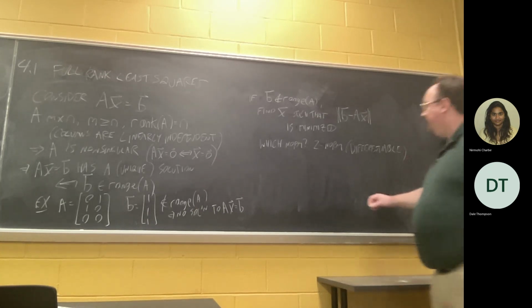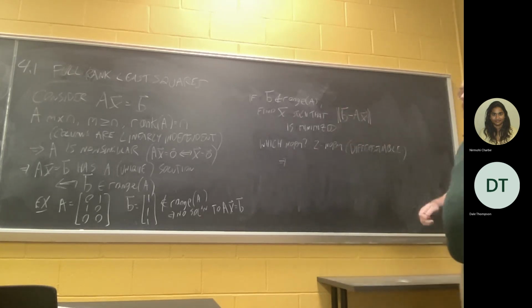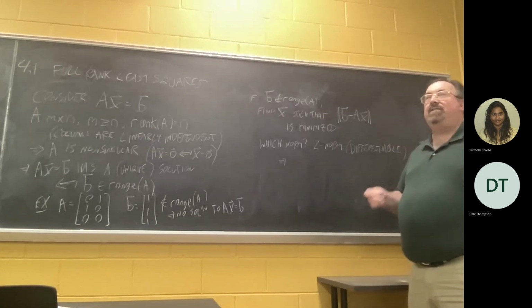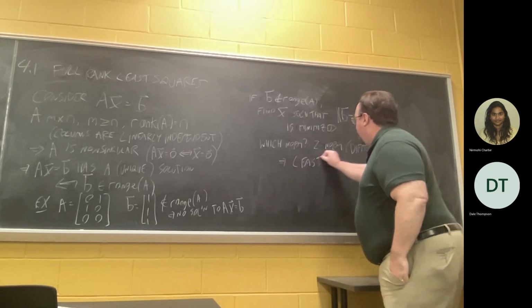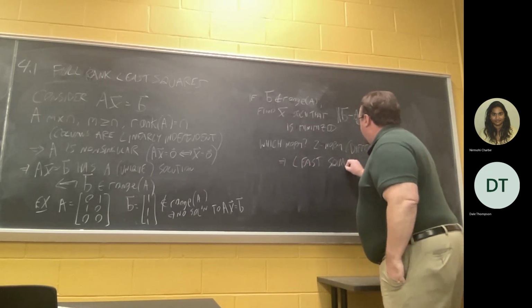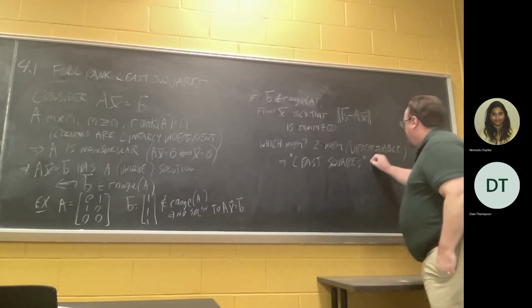Now, because the 2 norm of a vector is the square root of the sum of squares of the components, we're trying to minimize a sum of squares. So this leads to a problem that we're looking at being called the least squares problem.